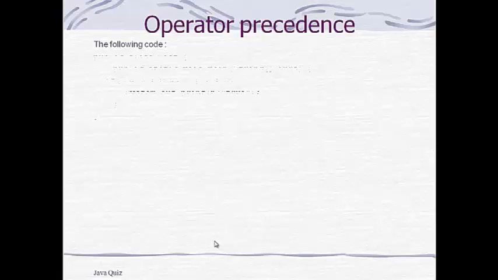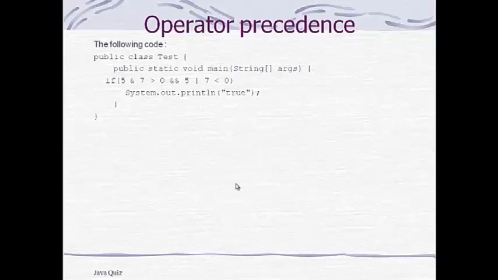Operator precedence. So we have here: if 5 and 7 greater than 0 and 5 or 7 less than 0, print true. So will the output be true, or it doesn't give any output? Will it not compile, or will there be an exception at runtime?